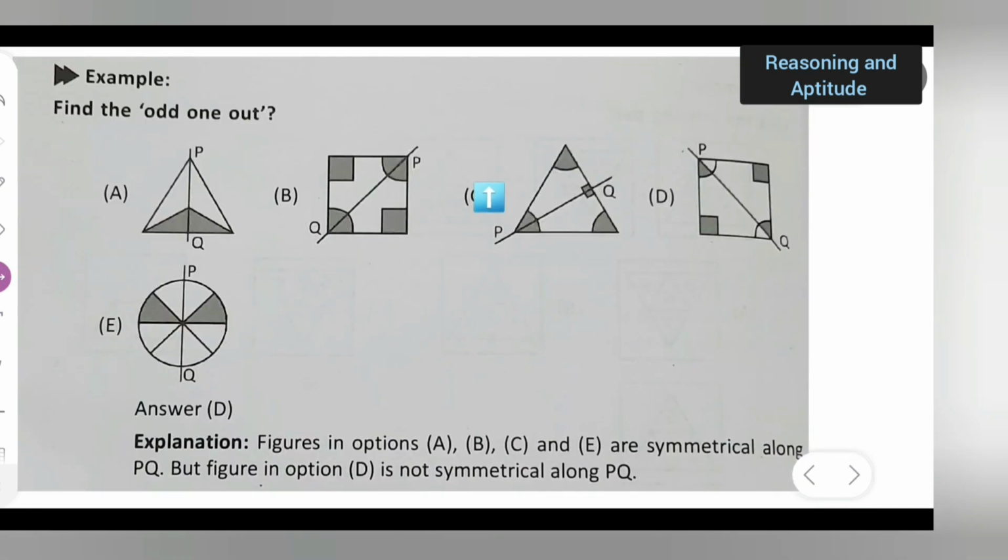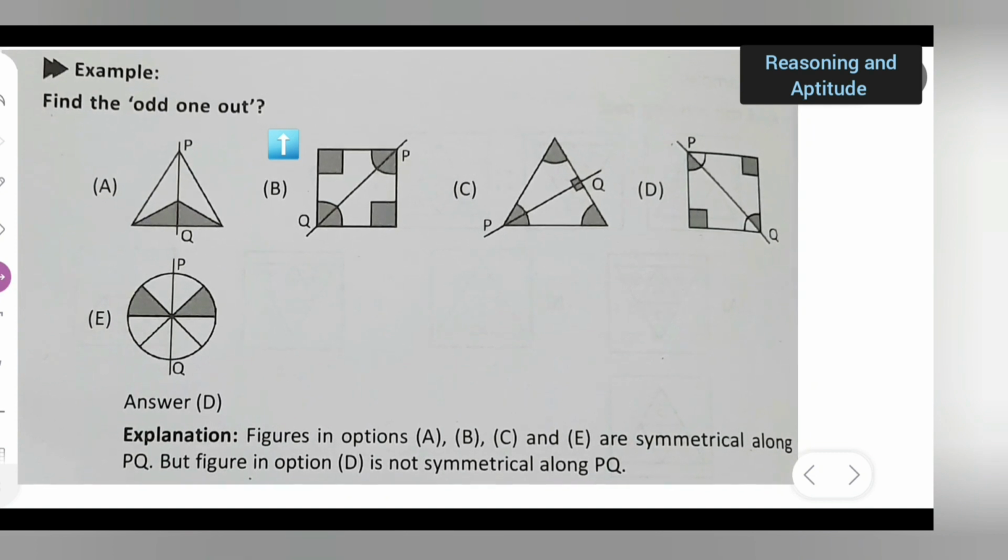Now, see, find the odd one out. You'll have to find the odd one out from this. So which is the odd one? Option D is the odd one. Can you say option D is the odd one? Yes, option D is the odd one. Now, why is option D the odd one?